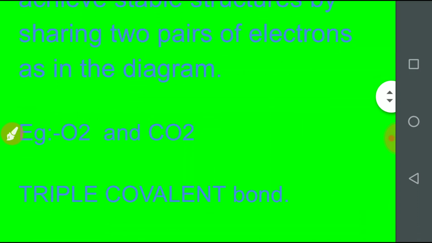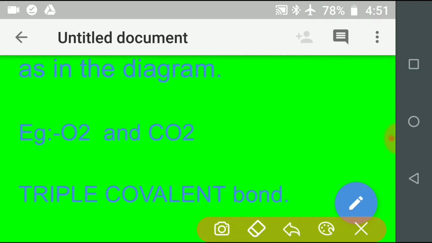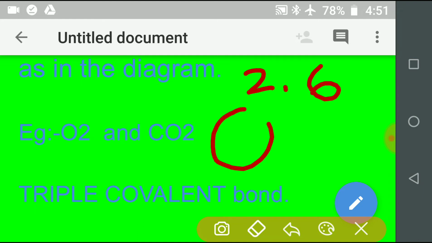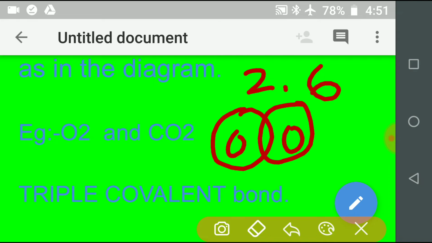Here, oxygen is 2, 6 and 2, 6. Therefore, the structure is as follows. Here is one oxygen element, and the same oxygen. Six means 2 electrons here and 2 electrons here, then they share the 2 electrons. Similarly here 2 and 2, and it is also sharing these 2 electrons.